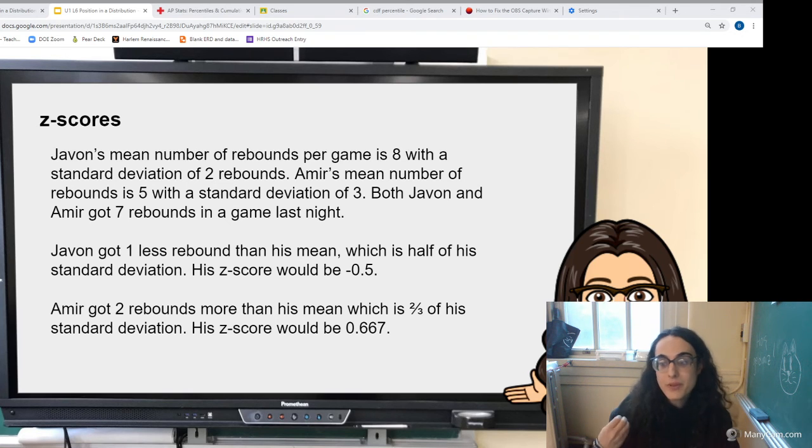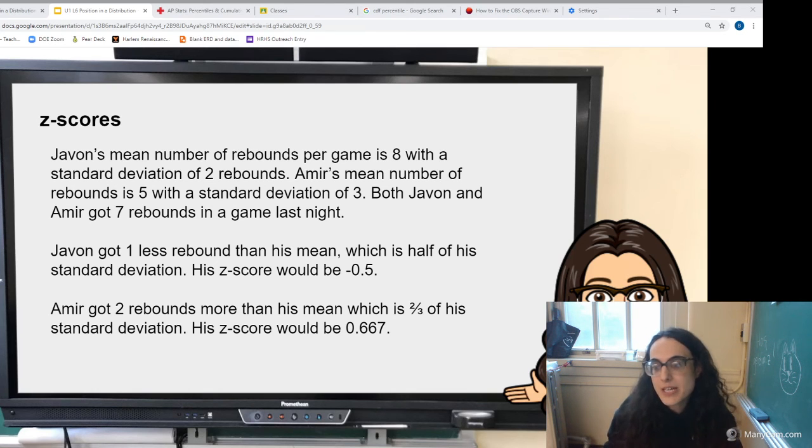So this is how we find the Z-score. First, you find that simple deviation, how far above or below the mean this value is, and you divide by standard deviation to put that deviation in terms of standard deviation lengths. So Amir was 0.667 standard deviations above his mean. Javon was half a standard deviation below his mean.